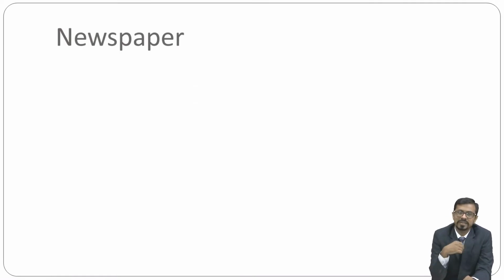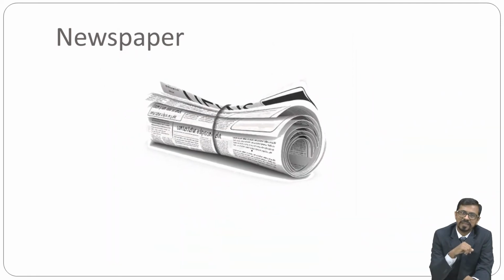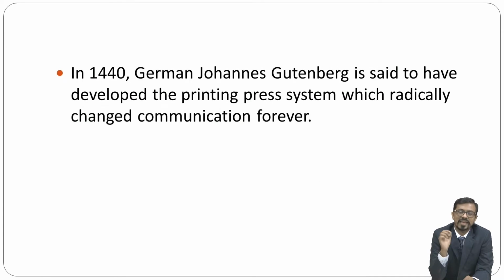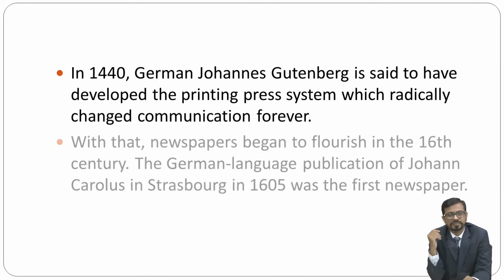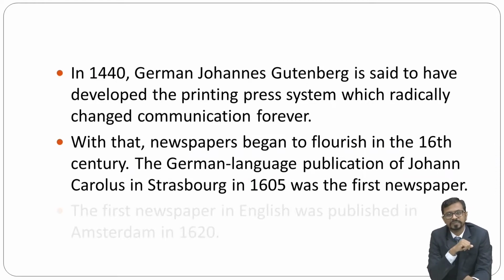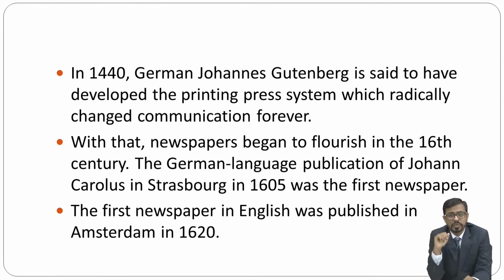With development came the newspaper, something that we see every day in the morning. In 1440, the German Johannes Gutenberg is said to have developed the printing press system, which radically changed communication forever. With that, newspapers began to flourish in the 16th century. The German language publication of Johann Carolus in Strasbourg in 1605 was the first newspaper. The first newspaper in English was published in Amsterdam in 1620.